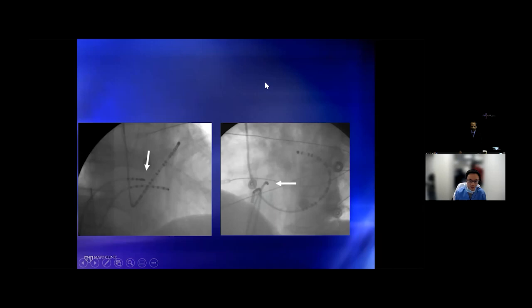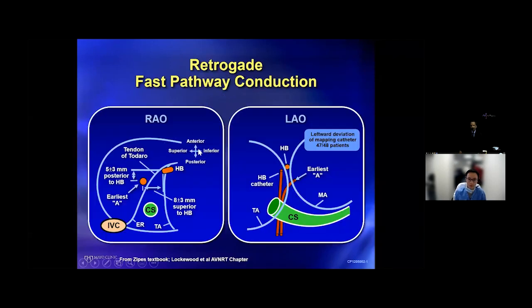And it's more leftward on the septal, slipping behind the tendon of Todaro. What is that? So when we go more leftward to the tendon of Todaro, that would be the fast pathway region. Fast pathway location.